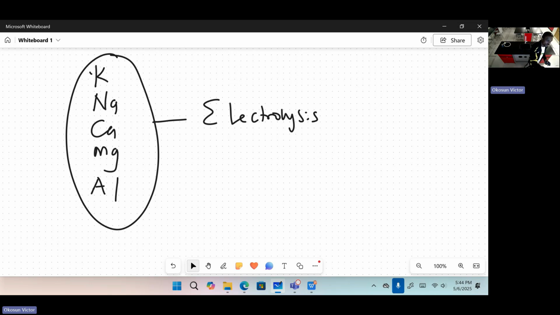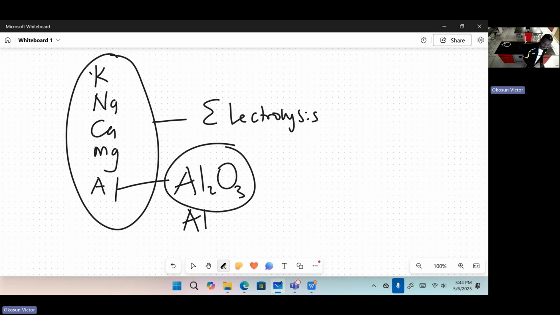Take for example, if you are going to see aluminium, you see aluminium as aluminium oxide. You can never see aluminium alone because aluminium is very reactive. So it's always in combined states. And if you must separate aluminium from oxygen, because the force of attraction between aluminium and oxygen is very strong, you have to pass through electrolysis. That's the only way you can separate aluminium from oxygen. So take note of that.